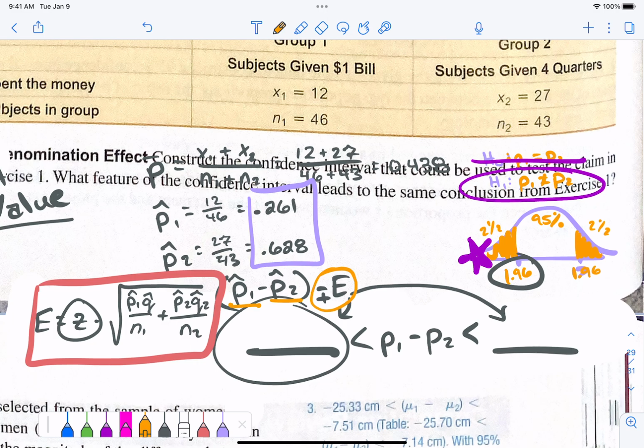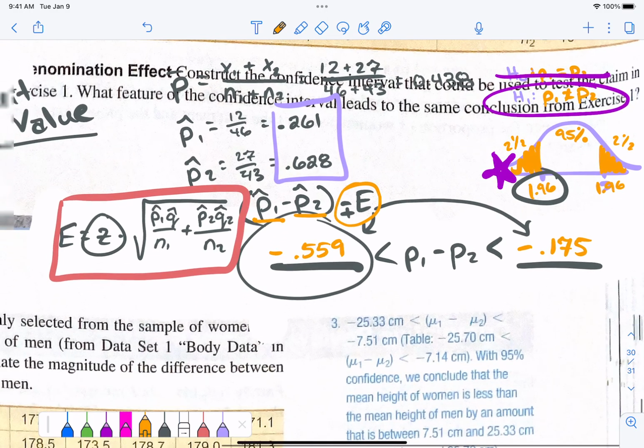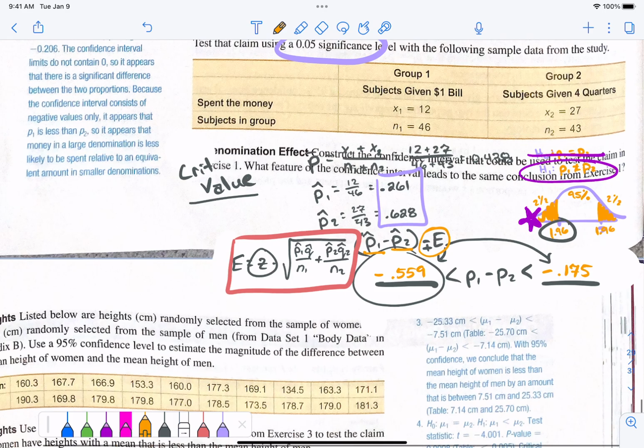Okay. All right, what did you get? I don't know if that's right. Negative 0.559 and negative 0.175 ish is what you should get. Does 0 live there? You don't have to do this because 0 lived there, which means that it is fail to reject. Not equal to. Perfect. 0 should live between there, but it doesn't, which is the same as the results that we got before. Got it? Good.